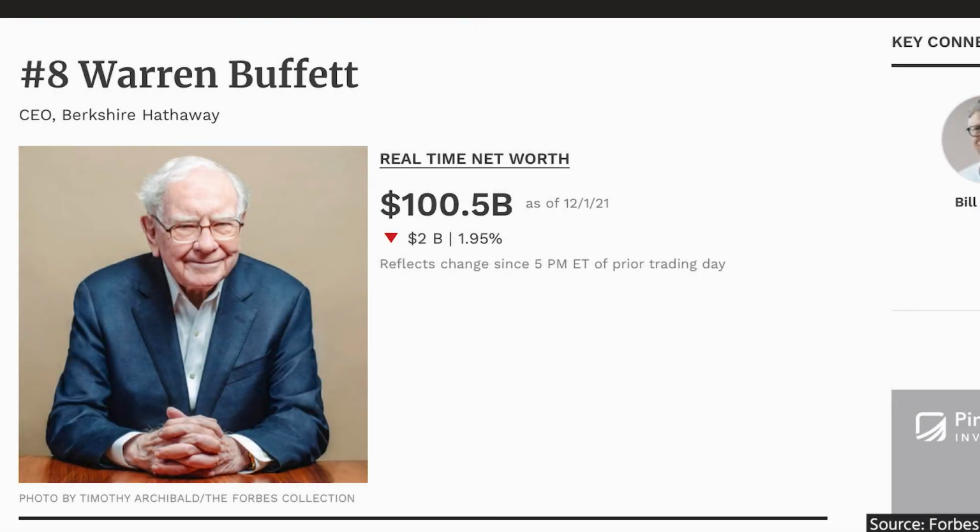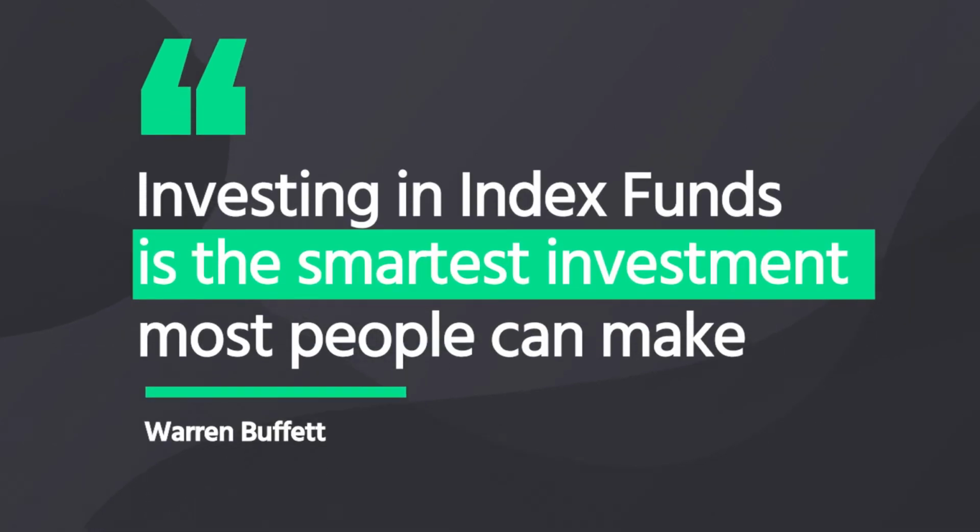Warren Buffett, who's widely regarded as one of the best investors in the world with a net worth of over $100 billion, says investing in index funds is the smartest investment most people can make.